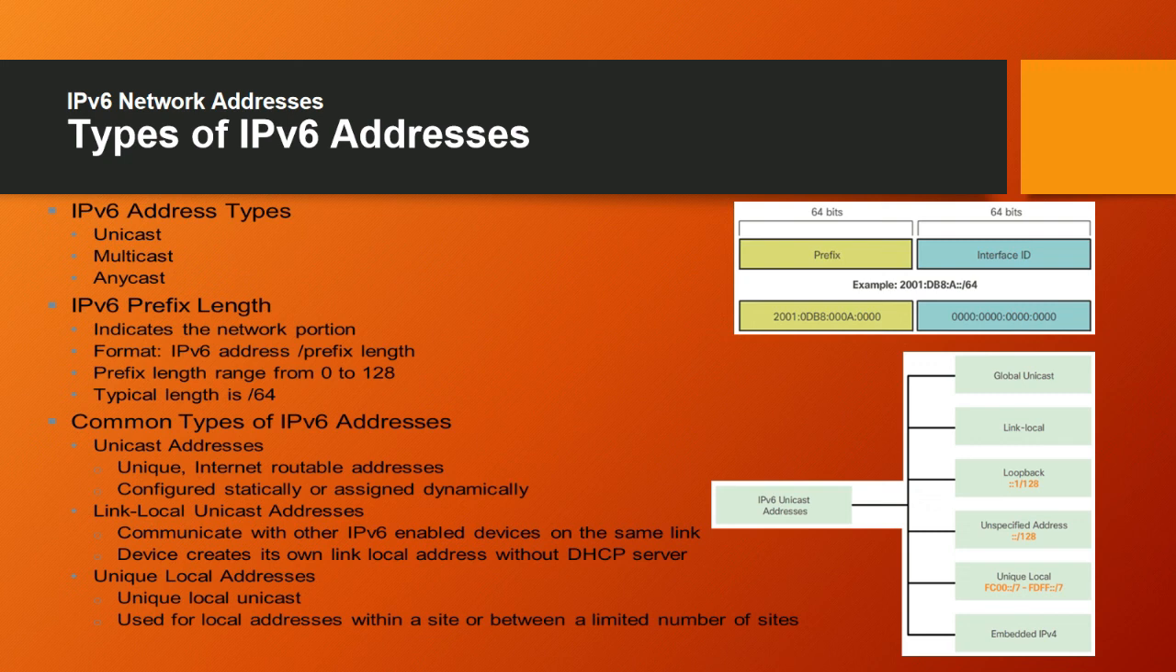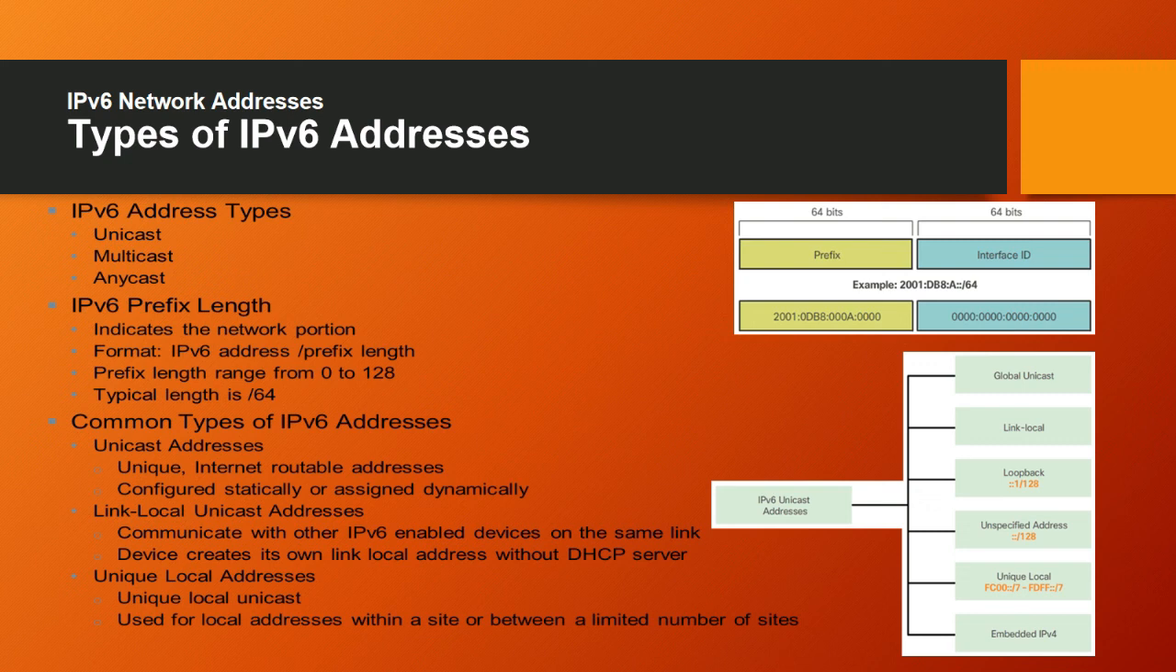IPv6 prefix length indicates the network portion. Format is IPv6 address slash prefix length, and the prefix length ranges from 0 to 128. Typical length is 64. The prefix length in IPv6 is the equivalent of the subnet mask in IPv4. However, rather than being expressed in 4 octets like it is in IPv4, it is expressed as an integer between 1 through 128.